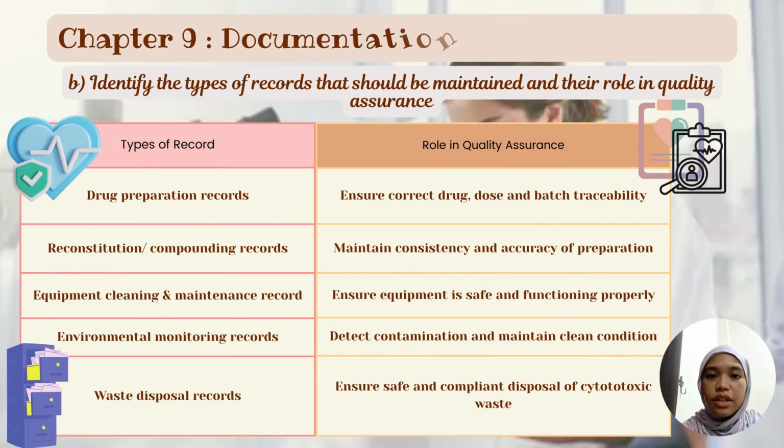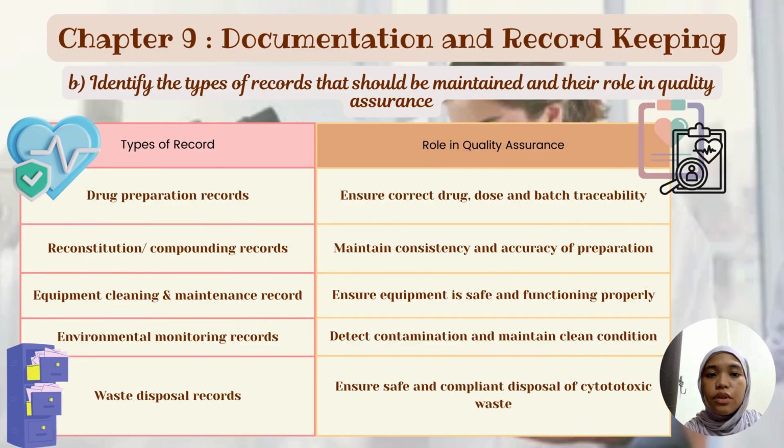On this slide, we can see the main types of records that should be maintained during cytotoxic drug reconstitution and their role in quality assurance. First, drug preparation records document the drug name, dose, and batch number to ensure traceability. Next, reconstitution or compounding records maintain consistency and accuracy in preparation.